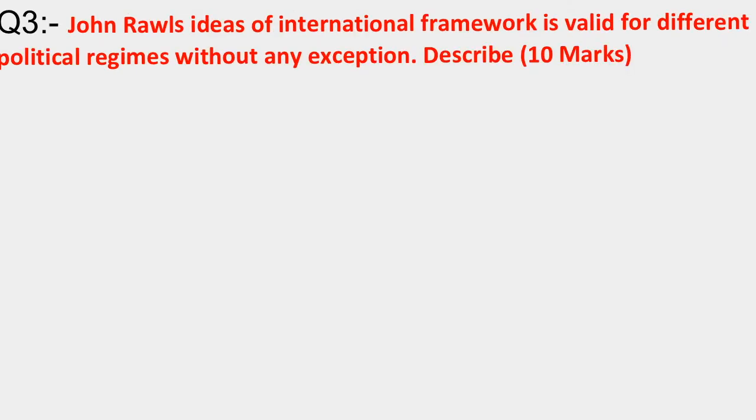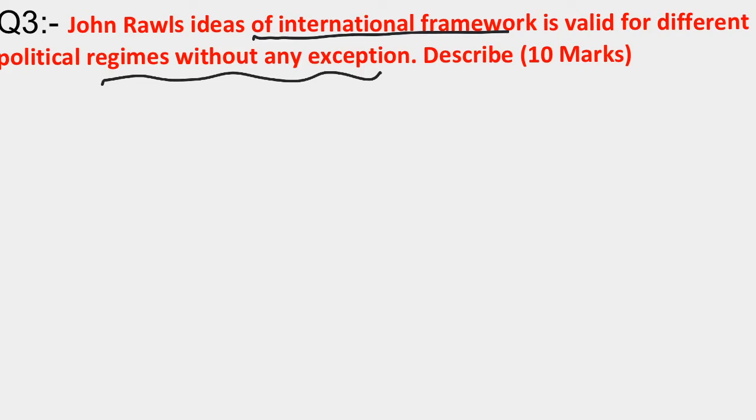Now moving to the next question, that is, John Rawls' ideas of international framework are valid for different political regimes without any exception. So most of you may have an idea about John Rawls, and most of you do not know anything about John Rawls. But even the students who had political science as a background, even he or she does not know anything about John Rawls and his ideas of international framework.